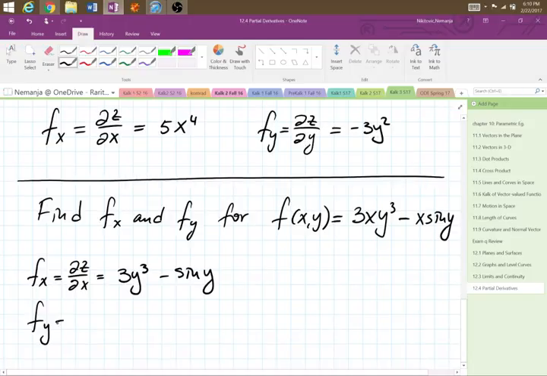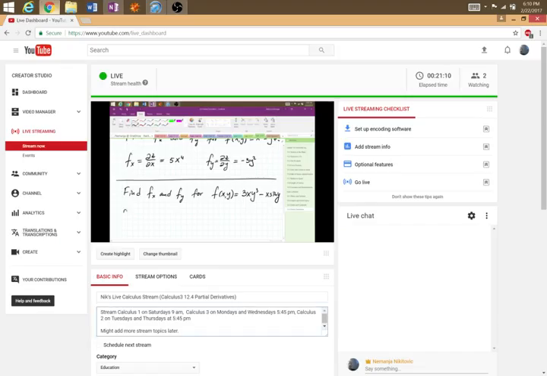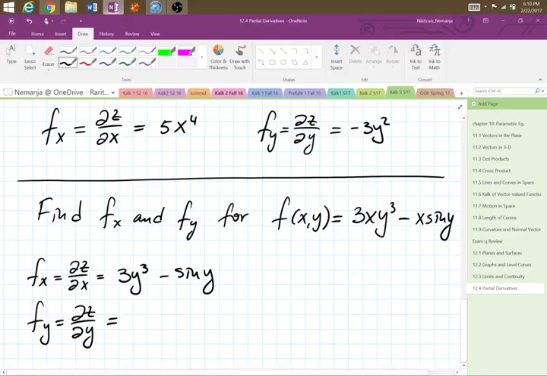So the partial of y, which is dz dy, is, now we have to take the derivative of 3y cubed, which is 9y squared. So 9xy squared. Right? 3 times 3 is 9. Okay. Minus, what is the derivative of sine y? Cosine y.